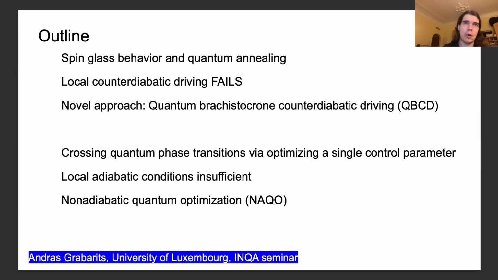In the second part of the talk, I'm going to turn to second-order quantum phase transitions, but with a different strategy by optimizing a single control parameter to achieve faster adiabatic dynamics. Again, local strategies, local adiabatic condition-based strategies are shown to be insufficient, for which reason we again introduce a new method called non-adiabatic quantum optimization.